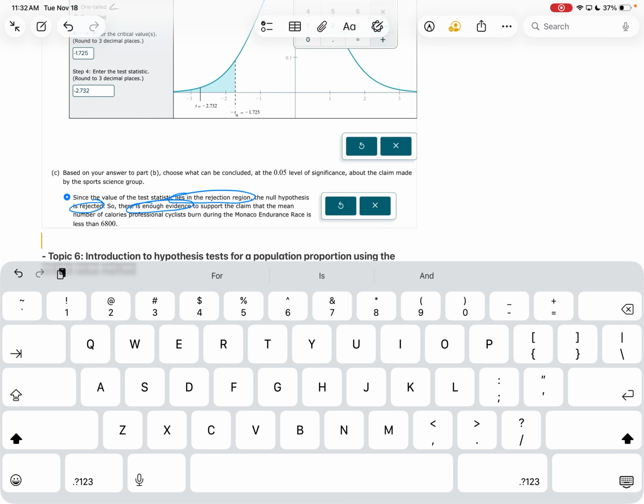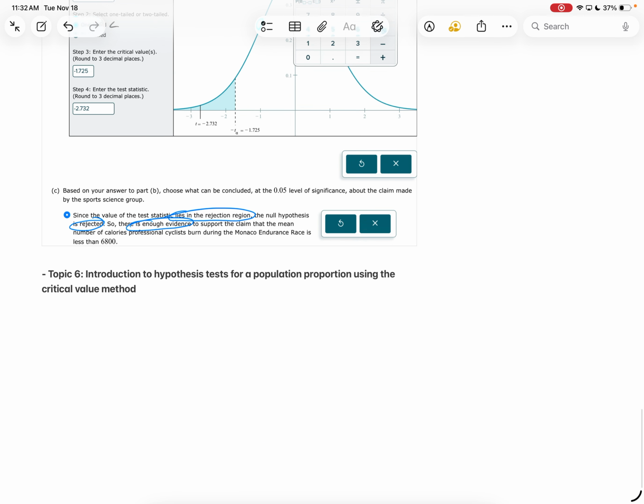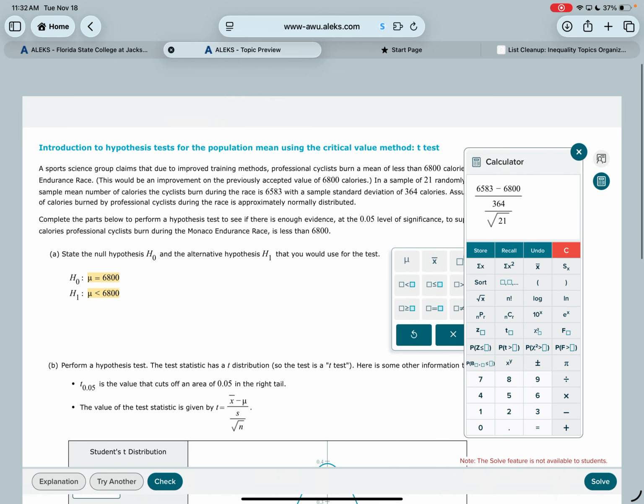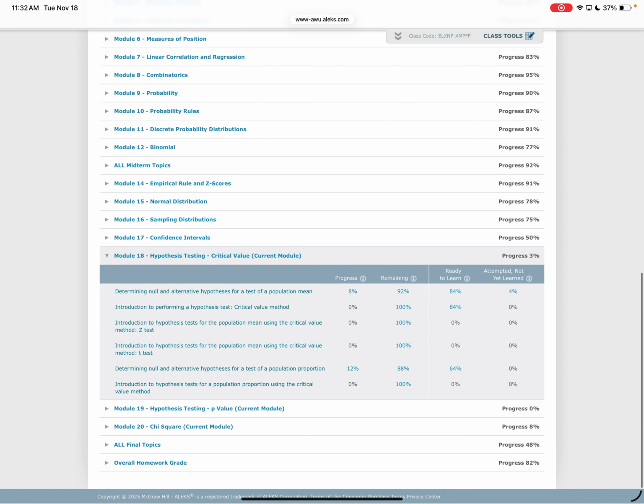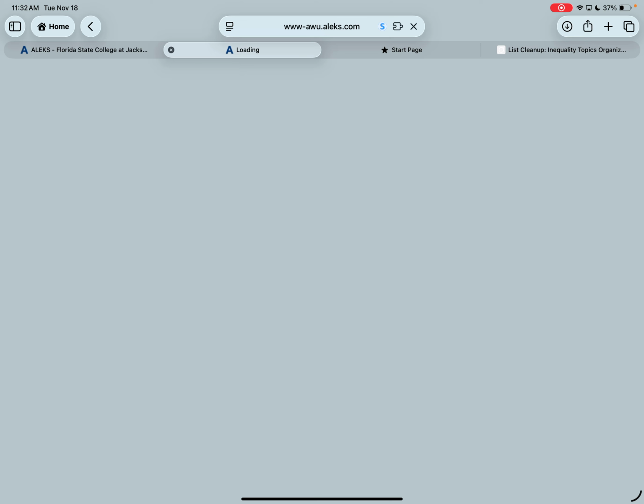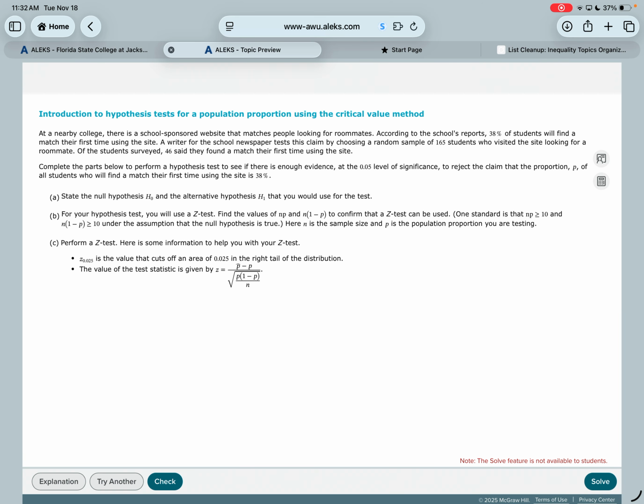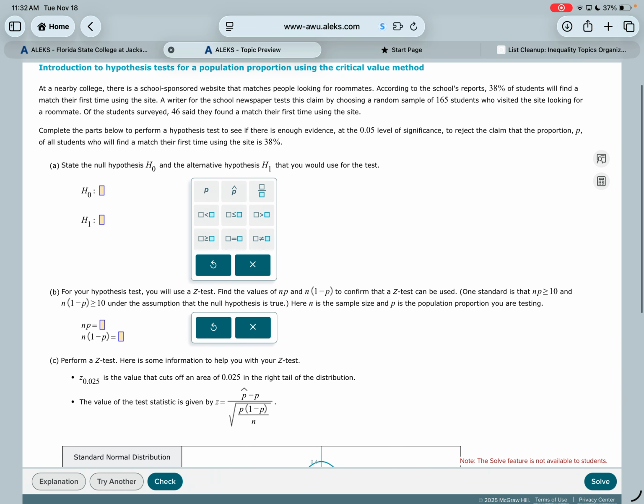That is in the rejection region. So we would reject the null hypothesis, and there is evidence to support the claim. Okay. So just to write a couple things real quick. That is all that this is.